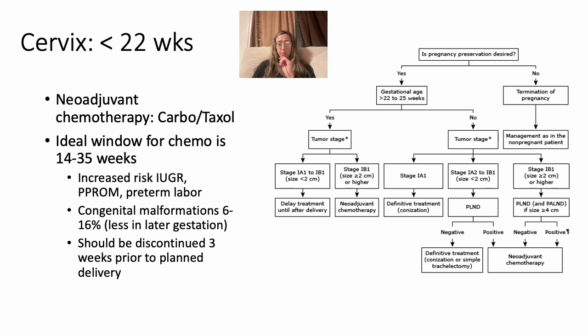The neoadjuvant chemotherapy that you'll be using is carboplatin and paclitaxel. The ideal window is from 14 to 35 weeks. It is contraindicated in the first trimester due to organogenesis. There's an increased risk of IUGR, PPROM, and preterm labor with chemotherapy, and a risk of congenital malformations around 6 to 16%, but less later in gestation. The chemotherapy ideally would be discontinued 3 weeks prior to planned delivery, and that is to allow for bone marrow recovery, so that counts are fine.